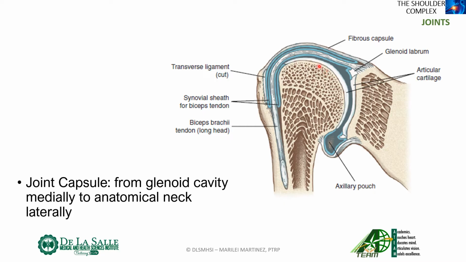The head of the humerus and the glenoid fossa are lined with articular cartilage. Please remember that. Another supporting structure within the glenohumeral joint is the articular cartilage of the humeral head and the articular cartilage of the glenoid fossa.